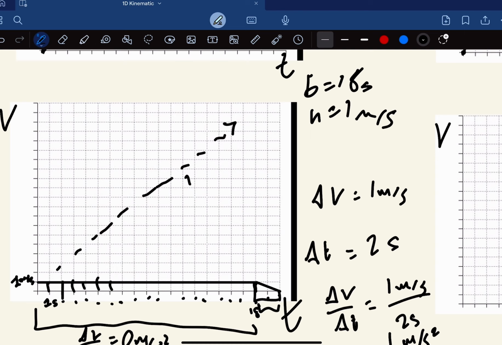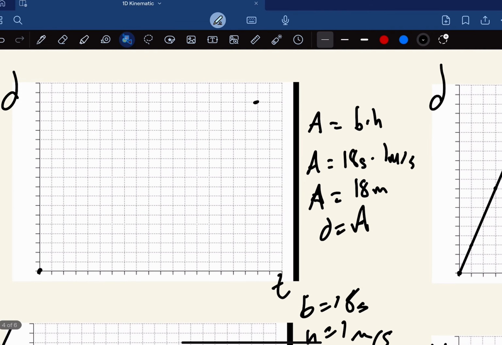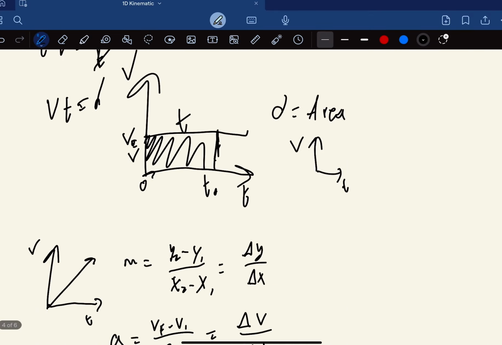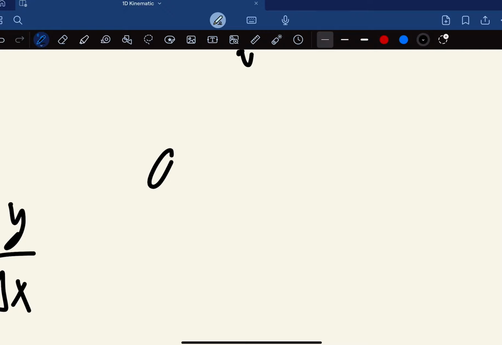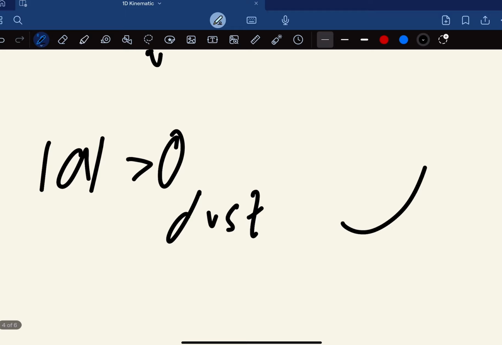So it is just constantly increasing. This is our velocity, which I do not need here, so I can get rid of this. Now let's look at this last little bit. When we have an acceleration, the magnitude of the acceleration is greater than 0. So the acceleration just isn't 0. We know that our d versus t graph is going to be curved.